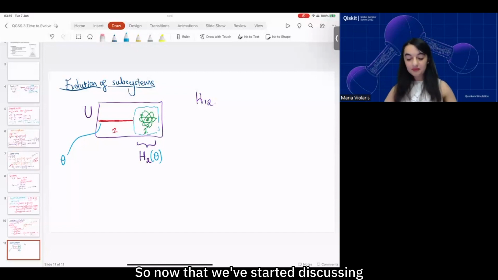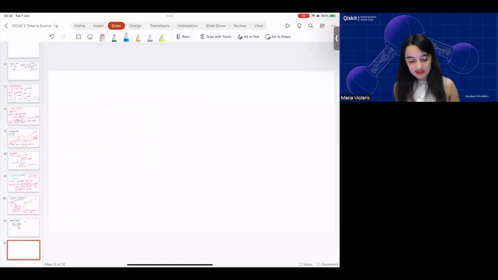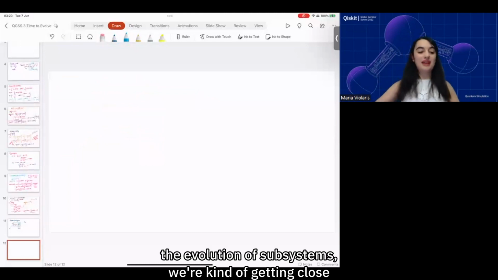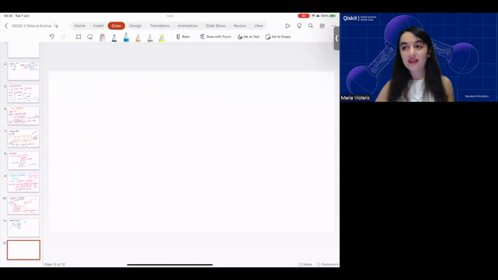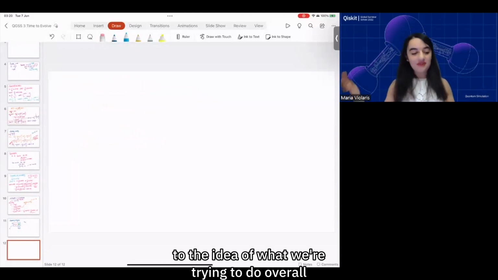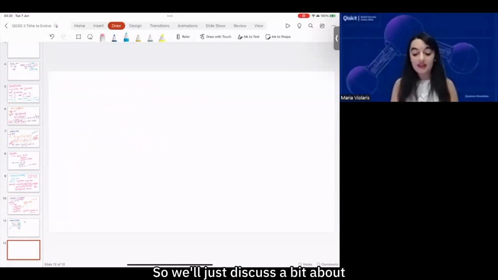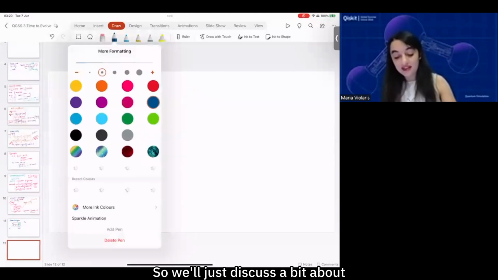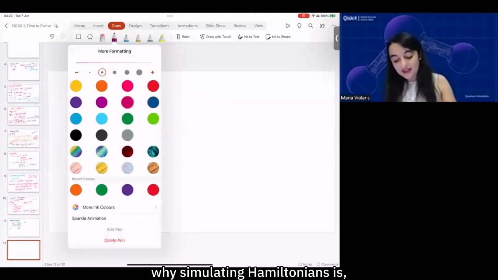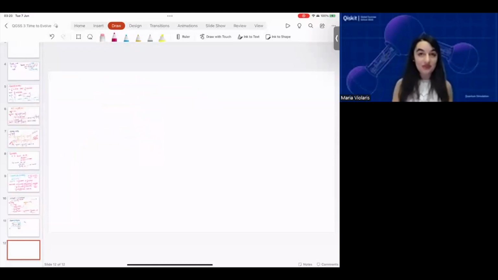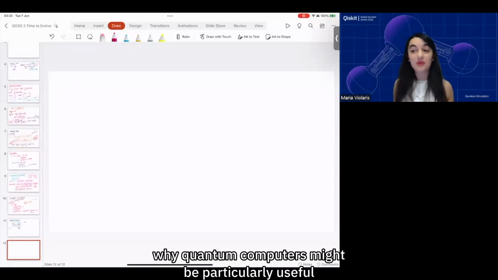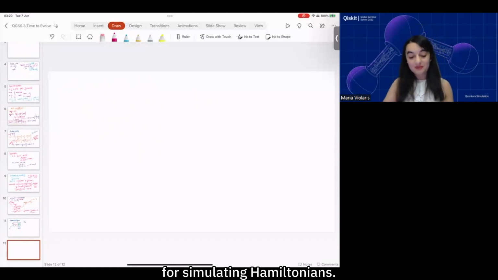So now that we've started discussing the evolution of subsystems, we're getting close to the idea of what we're trying to do overall, which is to simulate Hamiltonians of systems. So we'll discuss a bit about why quantum computers might be particularly useful for simulating Hamiltonians.